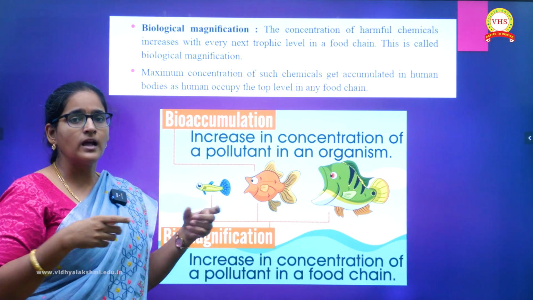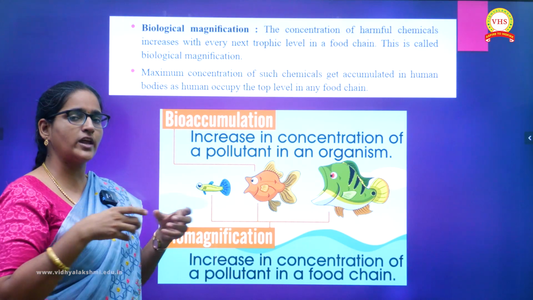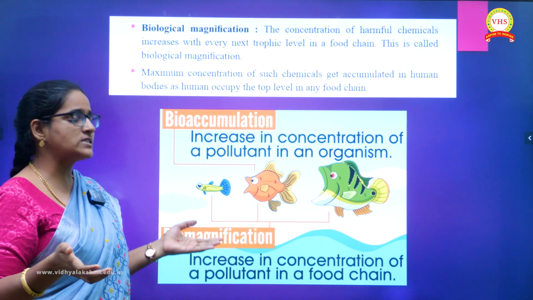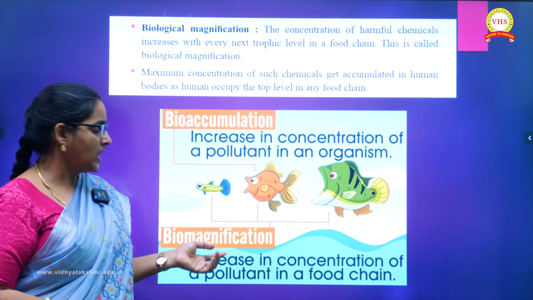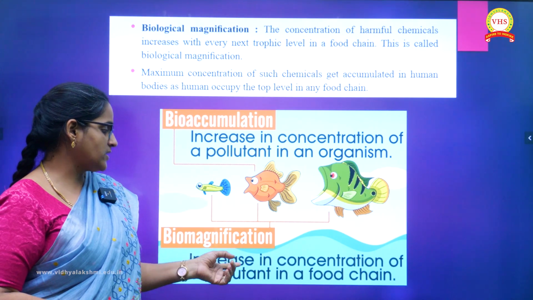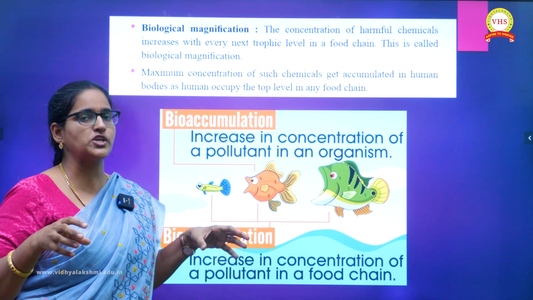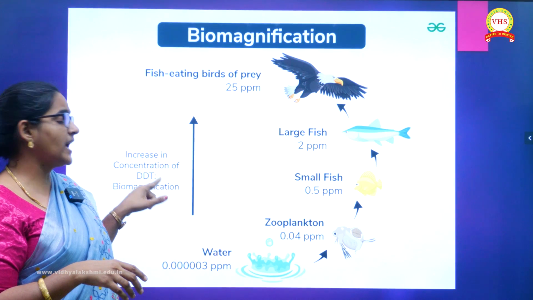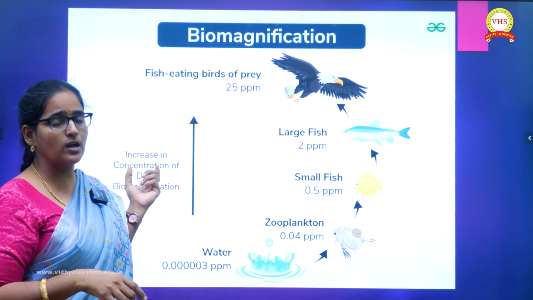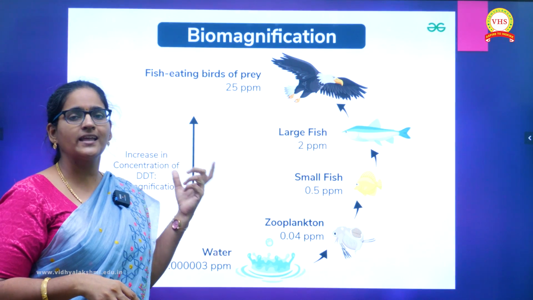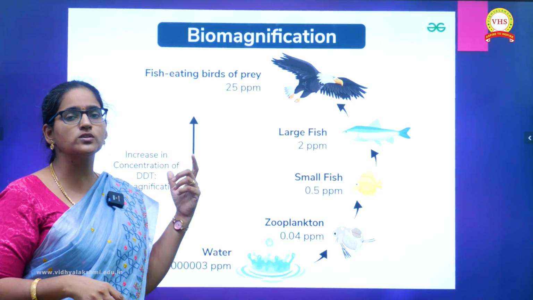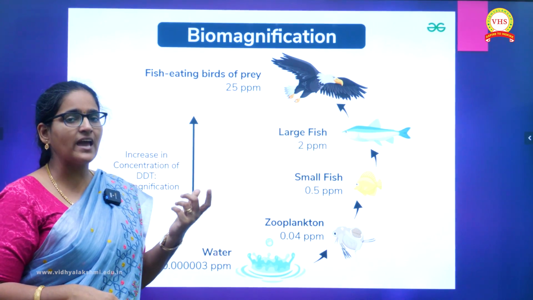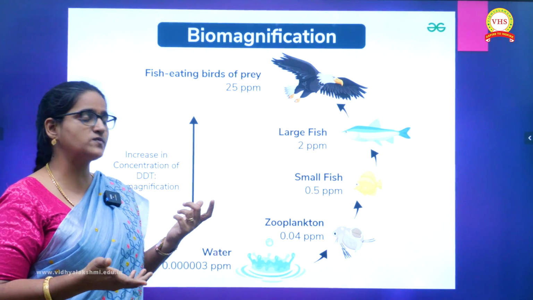Whereas if you are concerned with the entire food chain, where you have multiple sequences of organisms, the concept is called biomagnification. So here you see the increase in the concentration of a pollutant in an entire food chain. For example, if you look at this particular food chain, here we are studying the harmful chemical called DDT. DDT is an insecticide which is now banned because of its high toxic level, and also it is reported to be present in a higher concentration in human beings and other samples which we have tested.